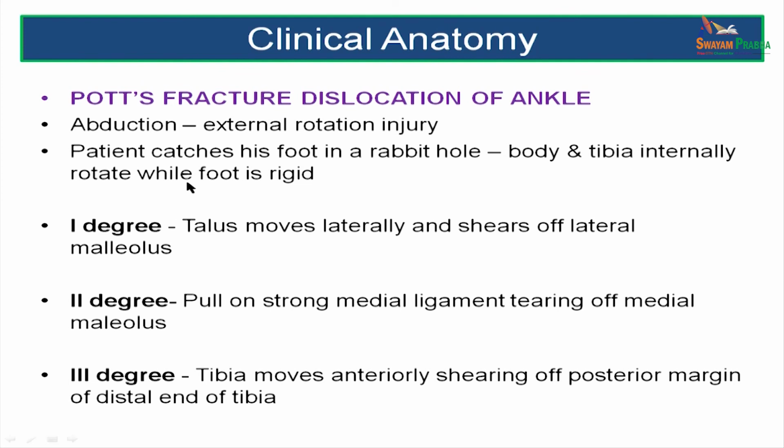In first degree Pott's fracture, the talus moves laterally and shears off the lateral malleolus. In a more severe second degree, there is pull on the strong medial ligament, tearing off the medial malleolus. A further stronger variety is the third degree, where even the tibia moves forwards, shearing off the posterior end of the tibia against the talus.